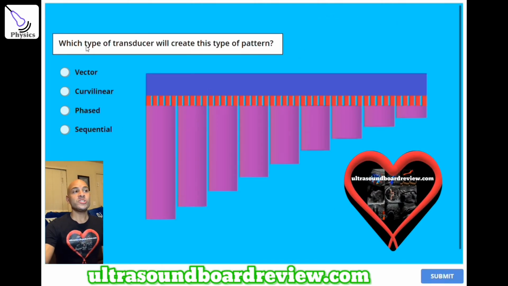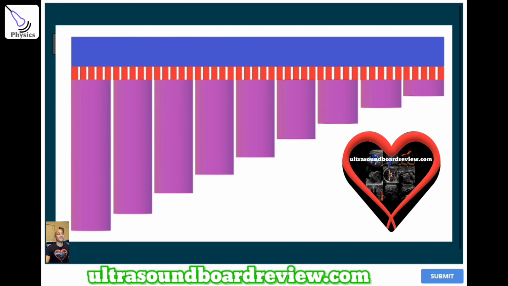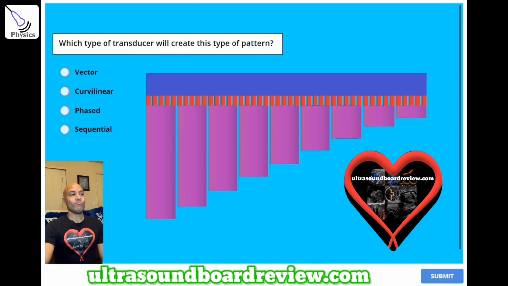Question 22. Which type of transducer will create this type of pattern? A. Vector, B. Curvilinear, C. Phased, or D. Sequential? The answer is D, sequential.